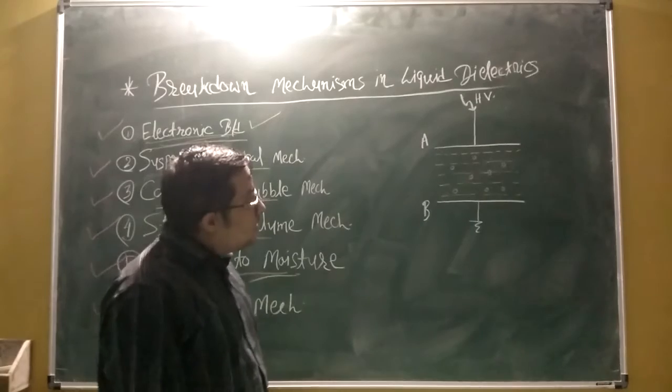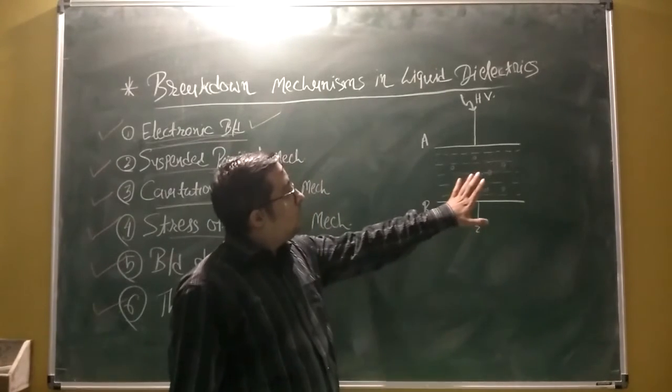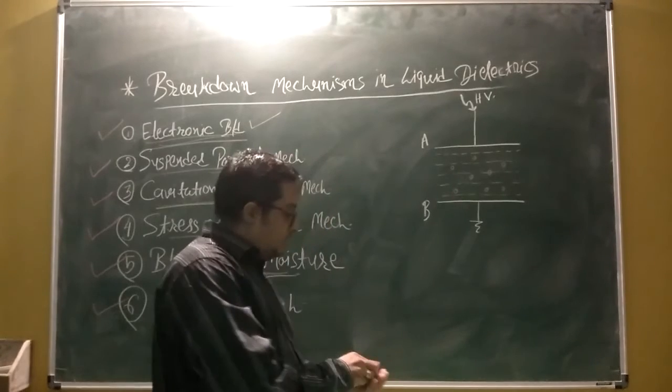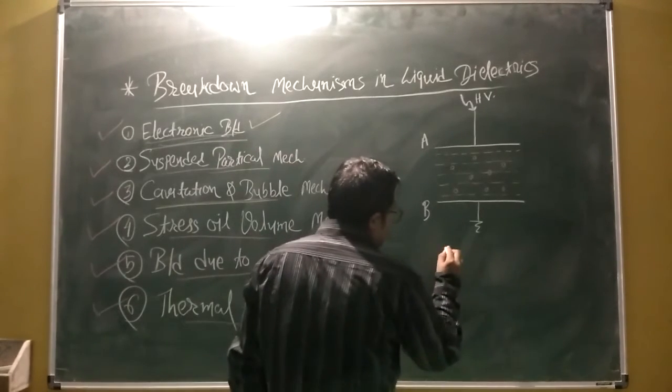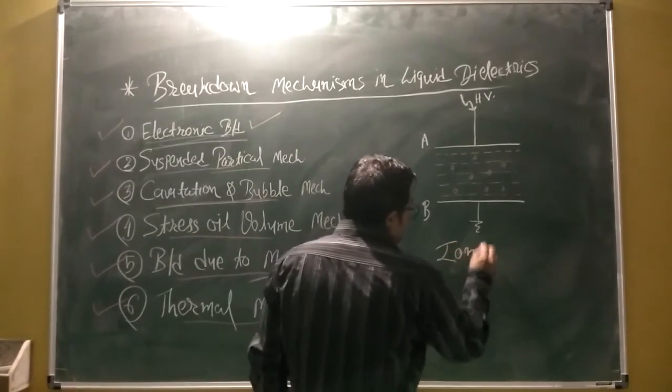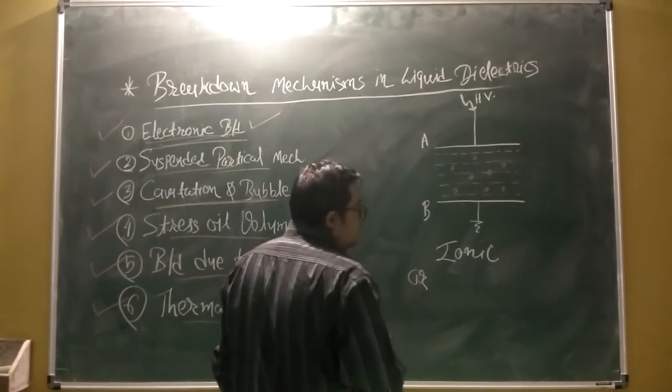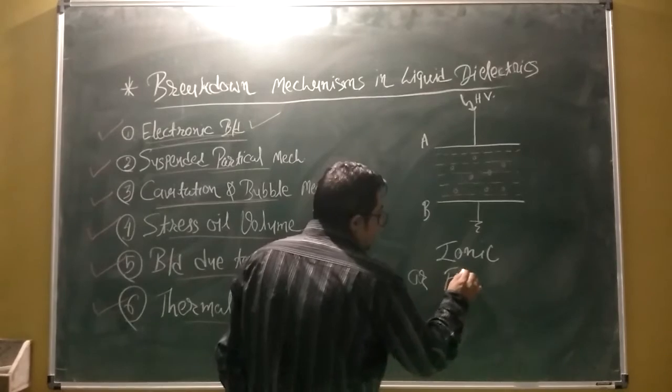which can produce the ionic impurities or the fiber impurities?